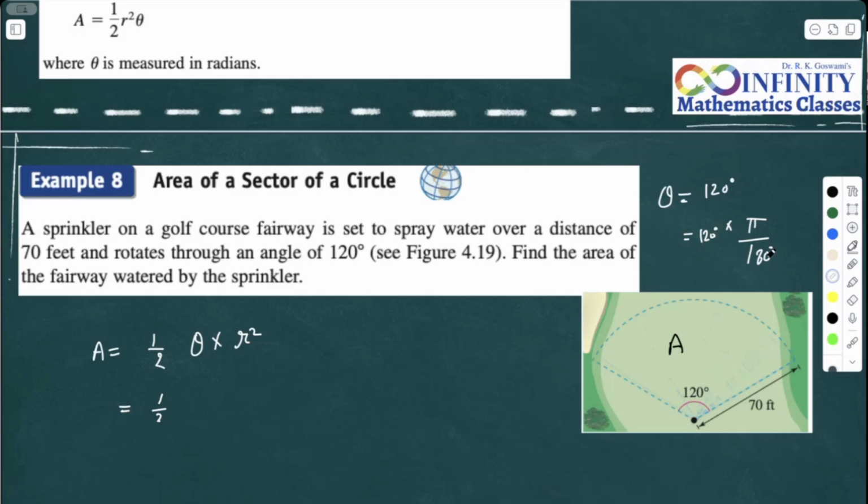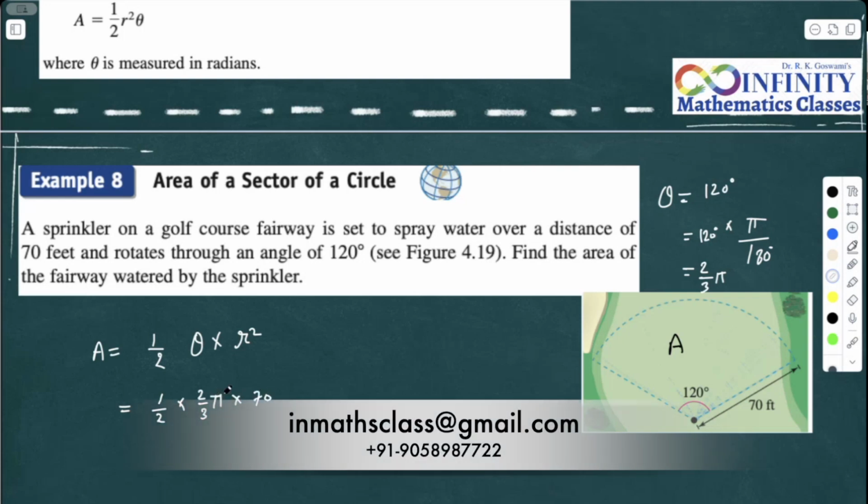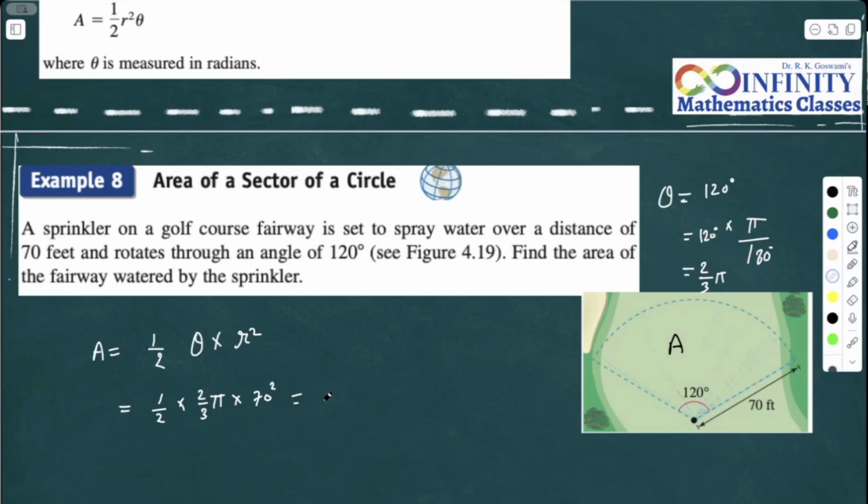120 and 180 have a common factor like 60, so I can write 2 by 3 pi. So it is going to be 2 by 3 pi into radius 70 squared. Sorry for this. Simplify these values, whatever the answer, this is going to be your answer. What should the unit be? The unit is square feet.